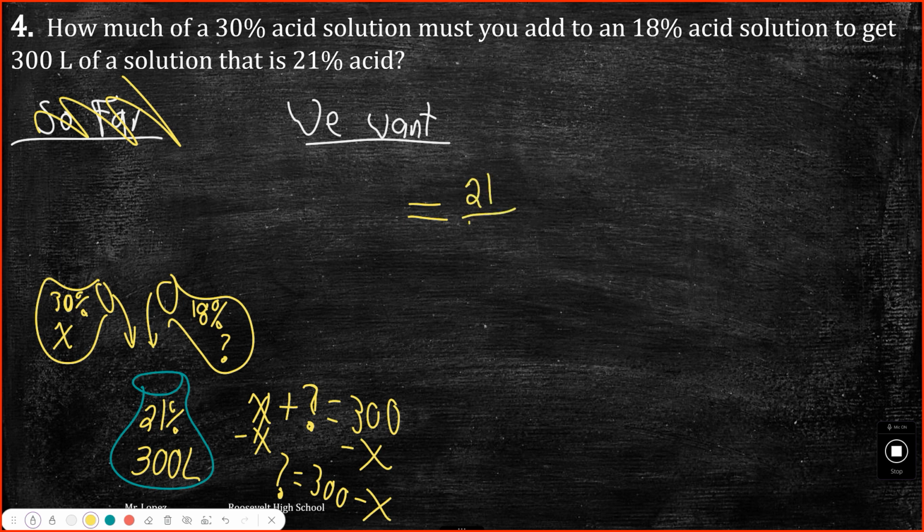21%. Let me go 21 over 100. We follow through with this. All right, here, let's go. We want 21 over 100.